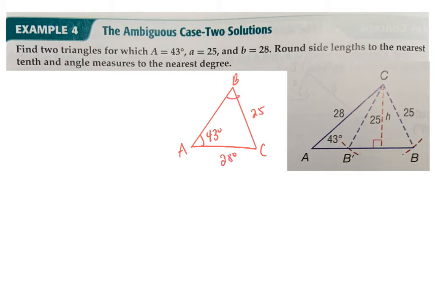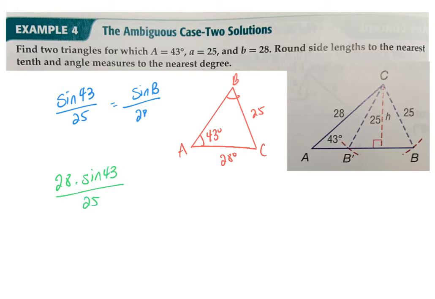We're going to set up law of sines here. Sine of A, 43, over side A should equal sine of B, which we don't know, over side B. All right, cross multiplication here. 28 times sine of 43 divided by 25 should equal sine of B.